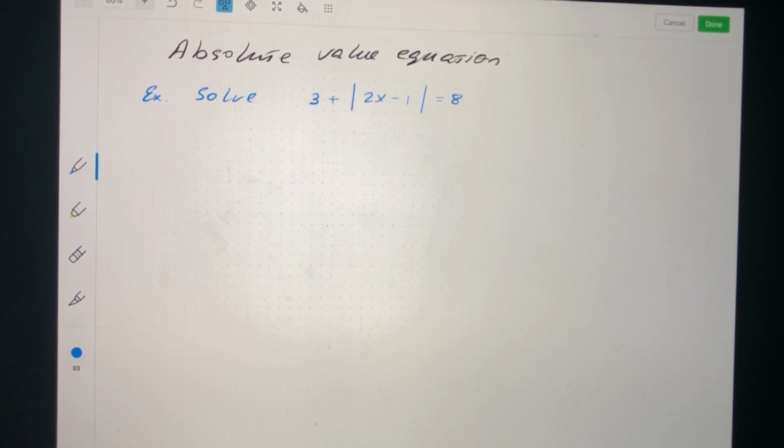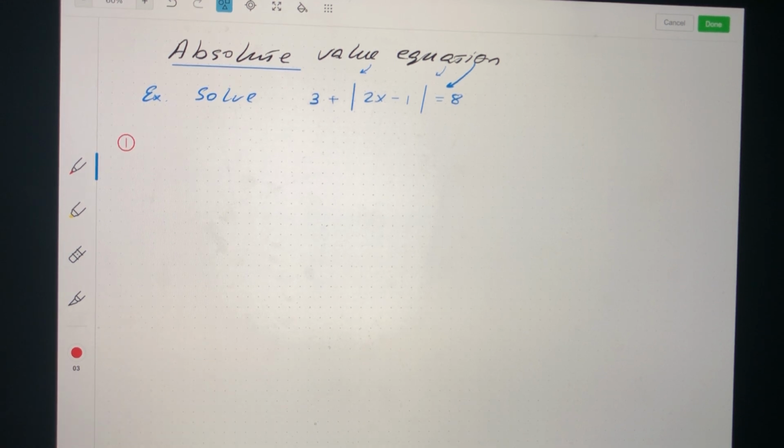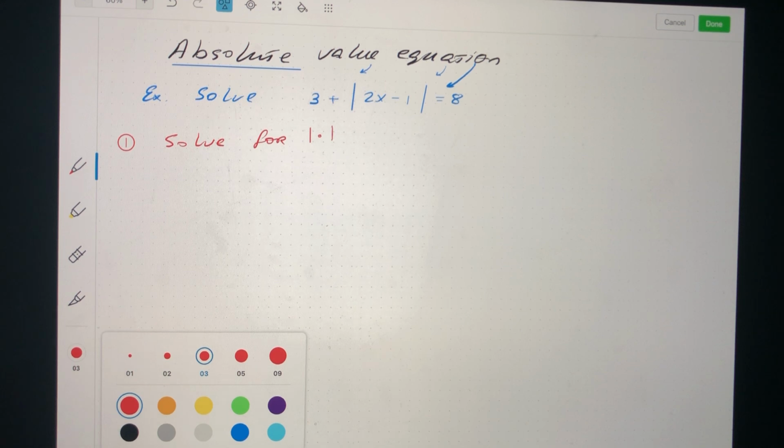So it is an equation because it has an equal sign. It is an absolute value equation because it has absolute value symbols. And when we solve equations like these, we oftentimes follow a two-step process. The first step is to solve for the absolute value symbol itself. So we pretend that the absolute value is what we're looking for and we get it by itself.